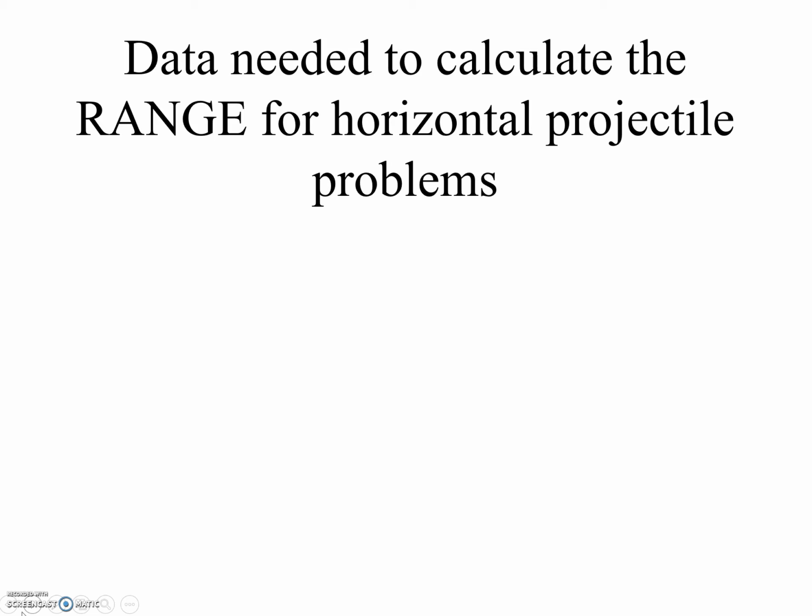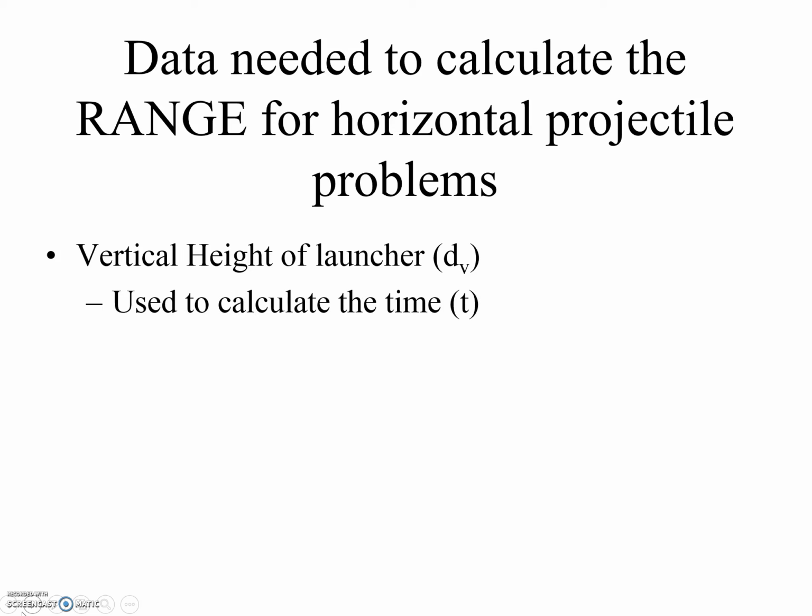We're going to look at particular problems that help us to solve the range for a horizontal projectile. In other words, how far in the horizontal direction will a projectile be once it stops its trajectory? So we need to know the vertical height of the launcher. We're going to label that as d sub v, which is the vertical distance. How high is the launcher off the ground? We're going to use that value to calculate the time that the projectile is in the air.